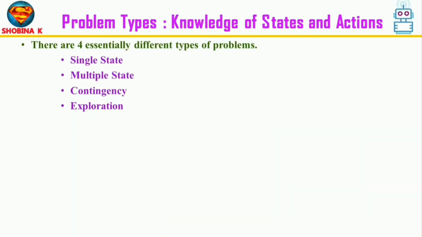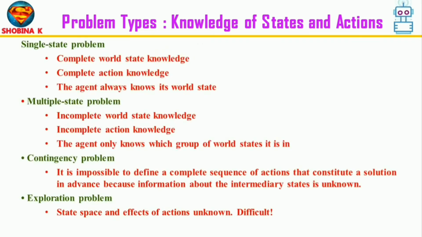There are 4 different types of problems, which are single state problem, multi-state problem, contingency problem, and exploration problem. In single state problem, we will have complete knowledge about the world state and also the complete action knowledge. Here the agent always knows its world state. In multi-state problem, we don't have sufficient knowledge about the world state and actions. Here the agent only knows which group of world states it is in.